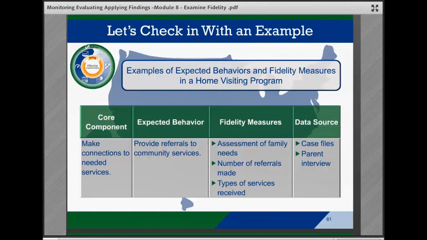And then identify the sources of data for each measure. In the in-home visiting example, it might include case files or parent interviews. To make a fidelity assessment practical, teams may need to prioritize measures and sources. Measures are not necessary for every behavior associated with every core component, but the fidelity assessment should reflect the most relevant and critical program aspects. Teams should also circulate the list of fidelity measures for review and feedback among team members, frontline staff, and other practitioners who will deliver the intervention, as well as other program stakeholders.